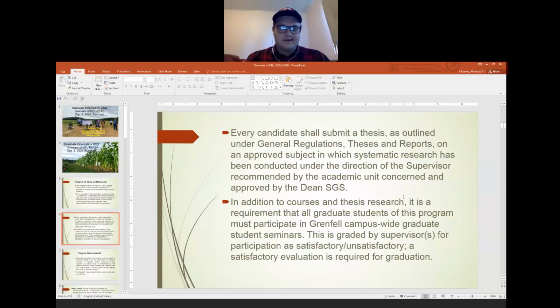Okay, so this is again the thesis, a two-year thesis-based research program. Students have to submit a thesis, which is outlined in the general regulation. Once the student is trying to find a potential supervisor, they start talking to each other and talking about their research project as well.